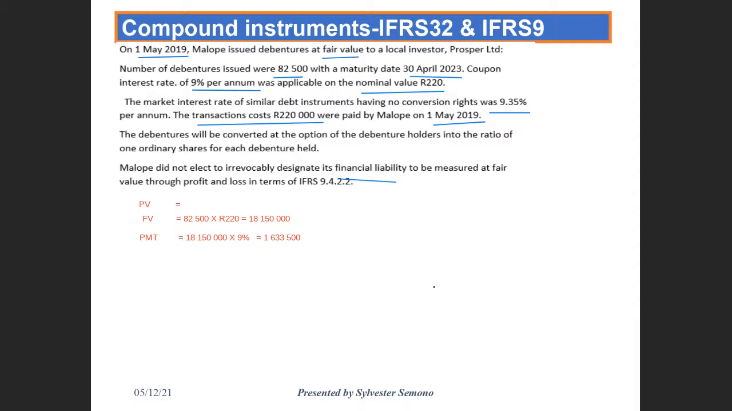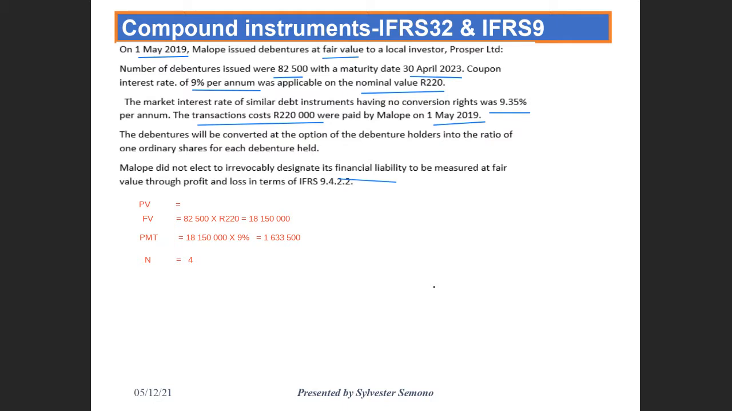Again, we need to check the number of periods. If you can check here, from the 1st of May 2019, they say this will mature on the 30th of April 2023. So if we count, May 2019, I'm going to have 2020, 21, 22, 23. So my number of periods is going to be 4 years. So I'm going to say N equals 4 years, because yes, you can count. You can even have a timeline, and from the 1st of May 2019 to 30th of April 2023, you will find 4 years.